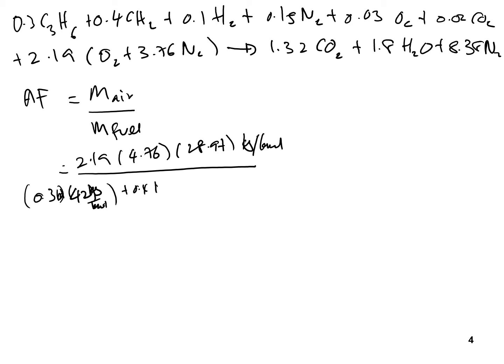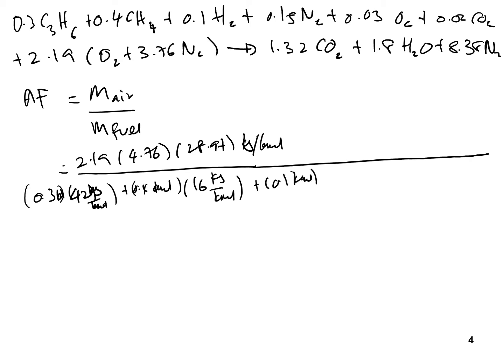Plus 0.4 kilomole of CH4: 12 plus 4, which is 16 kilograms per kilomole. And then plus 0.1 kilomole times H2, which is 2 kilograms per kilomole. And then plus 0.15 N2, 14 times 2, 28 kilograms per kilomole. Do you remember the molar mass for each substance? You don't remember?